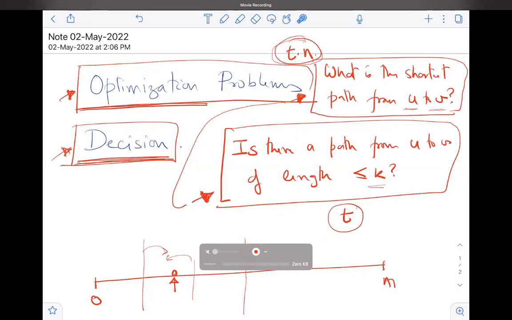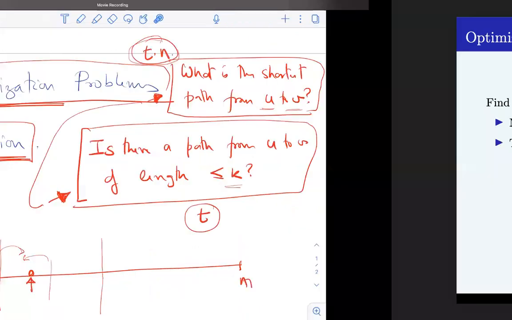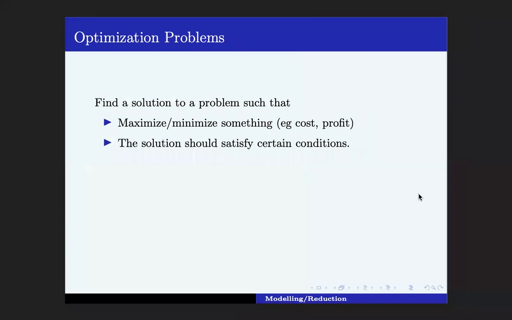So let me start with trying to understand this concept by using some examples. First of all, we are talking about optimization problems in today's class. The main job is to maximize or minimize something as long as the solutions satisfy certain kinds of conditions.